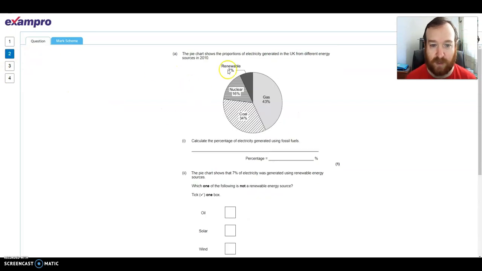2. We've got another pie chart. Okay, so we've got renewable, nuclear, gas and coal. Calculate the percentage of electricity generated using fossil fuels. So this one, you're identifying which are fossil fuels, okay, and then adding them together. Okay, coal and gas, add it together.